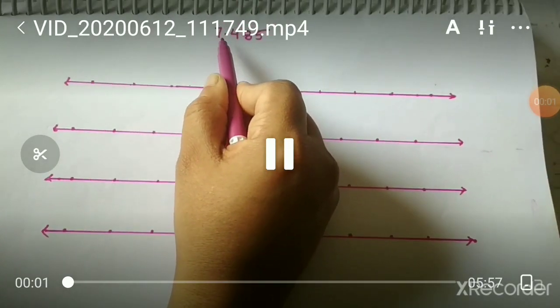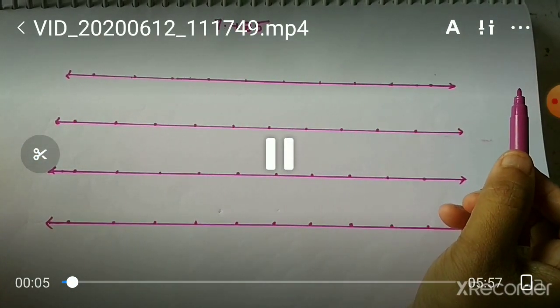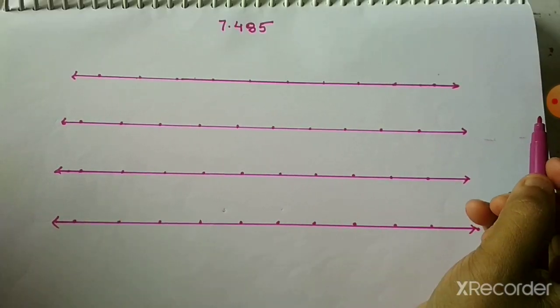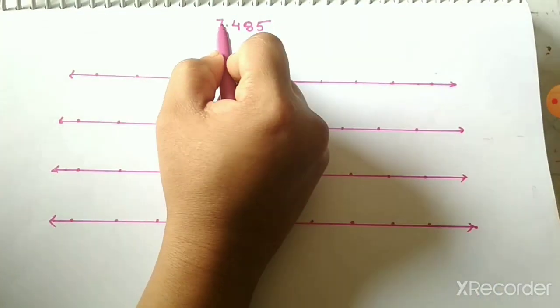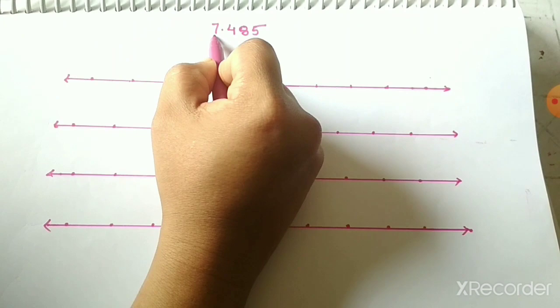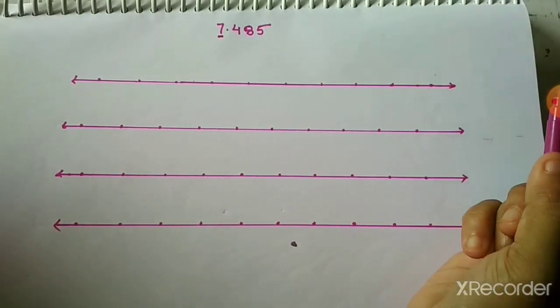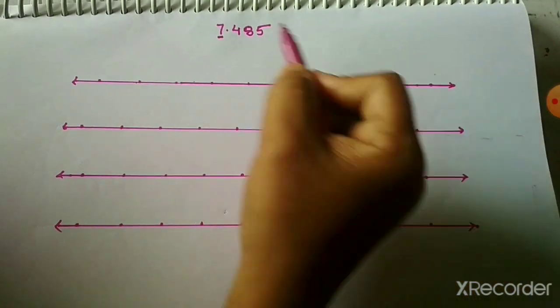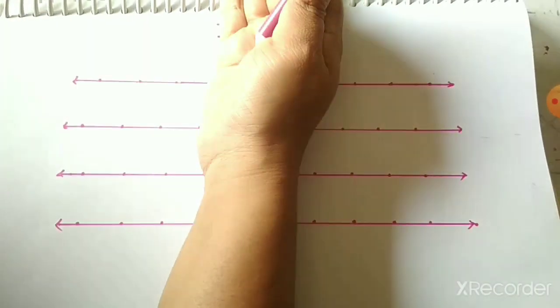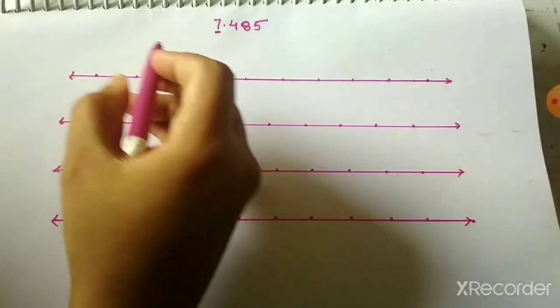Let us start: how to represent 7.485 on a number line by using successive magnification. So we have to start with the point 7.485. We will start from the first point. How to represent the number 7 on a number line? All of you know that this is nothing but a whole number. Without seeing the decimal points, just place the number 7 on a number line.